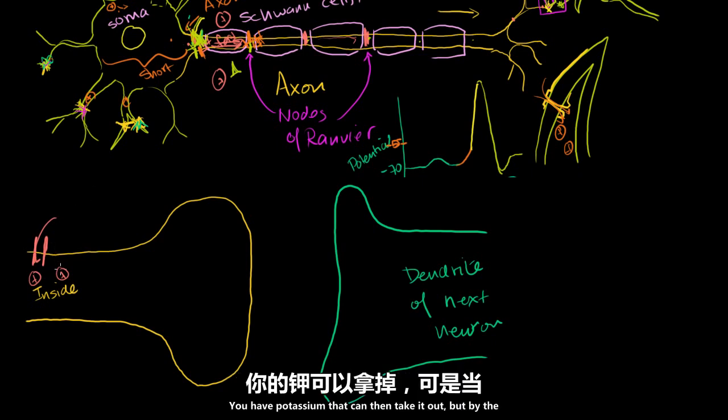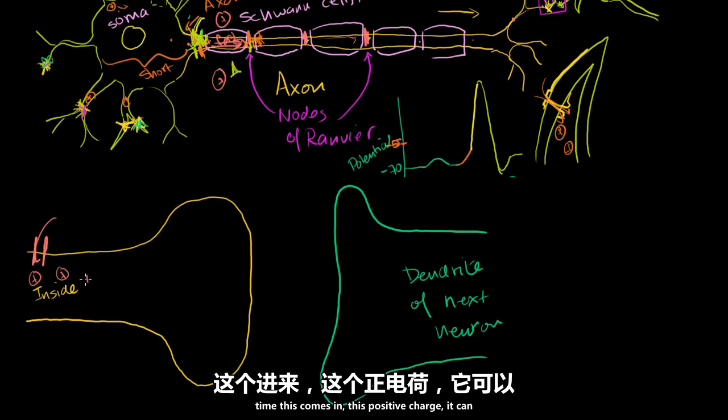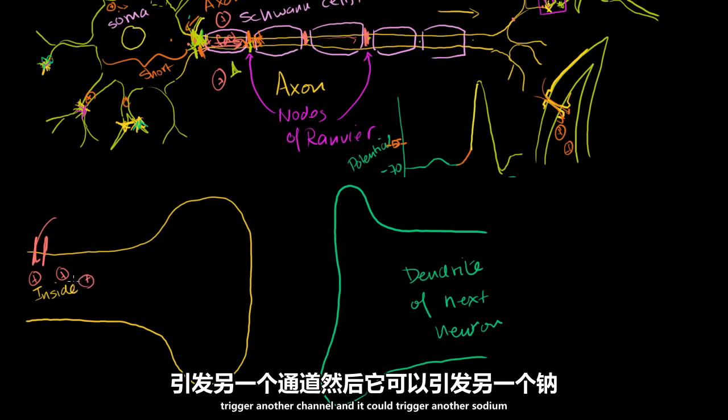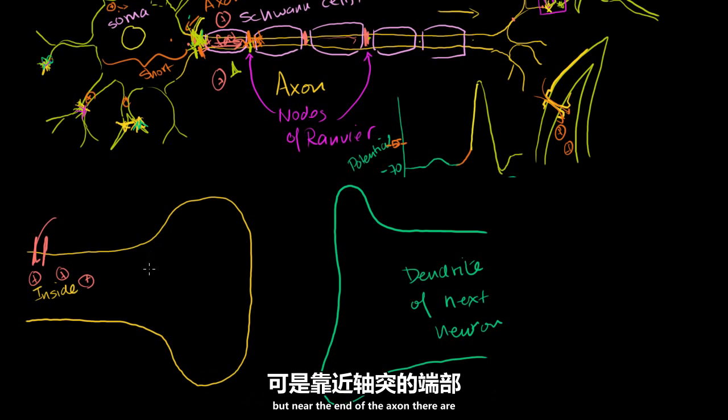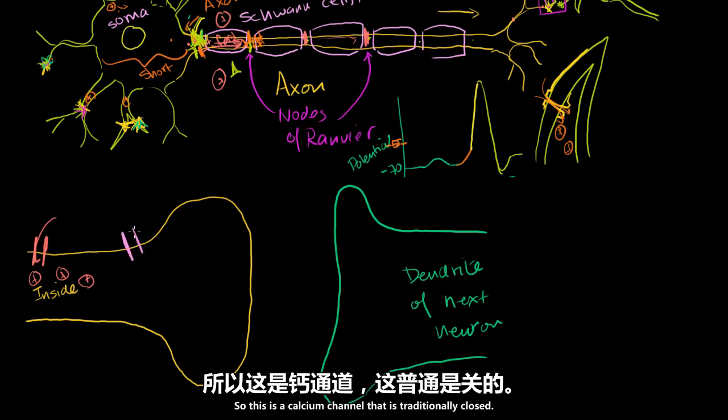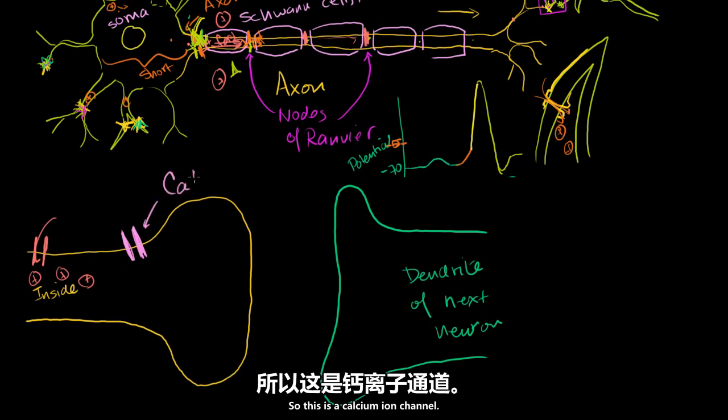You have potassium that can then take it out. But by the time this comes in, this positive charge, it can trigger another channel. And it could trigger another sodium channel if there are other sodium channels further down. But near the end of the axon, there are actually calcium channels. Calcium channels. I'll do that in pink. So this is a calcium channel. This is a calcium channel that is traditionally closed. So this is a calcium ion channel.